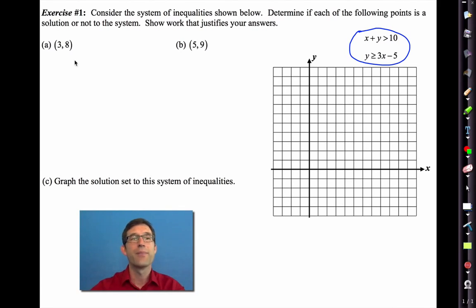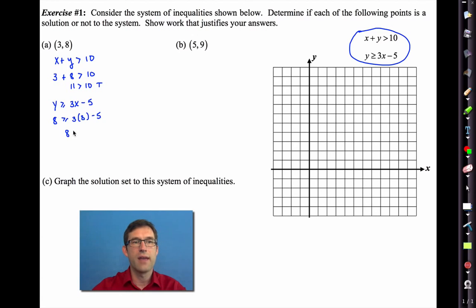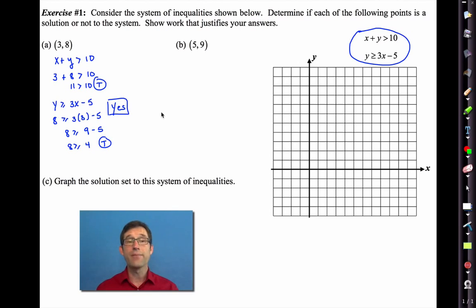So let's take a look in letter A. If I take that first inequality, x plus y is greater than 10, and I put 3 in for x, and I put 8 in for y, I'll get 11 is greater than 10, and that's true. If I take the next one, y is greater than or equal to 3x minus 5, and I put 8 in for y and 3 in for x, I'll get 8 is greater than or equal to 9 minus 5. 8 is greater than or equal to 4. That's also true. Because I have those two trues, the answer is yes. So at the end of the day, in letter C, when we graph the solution set to this system of inequalities, 3, 8 better be in there.